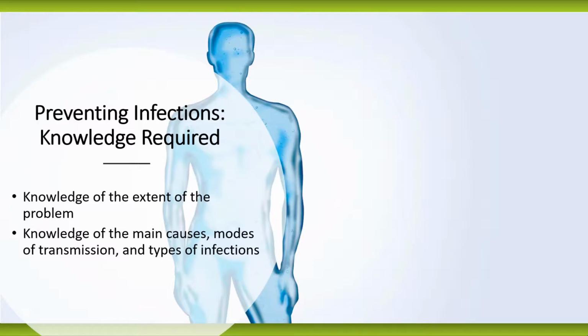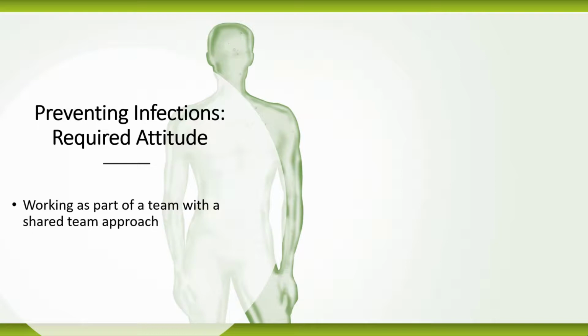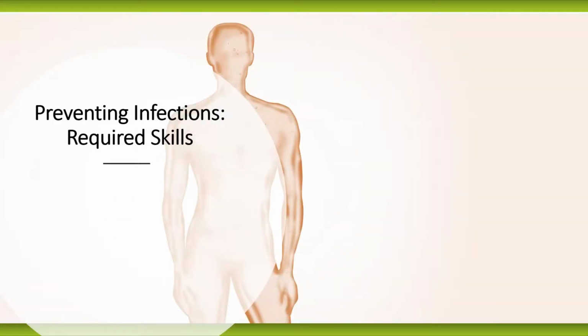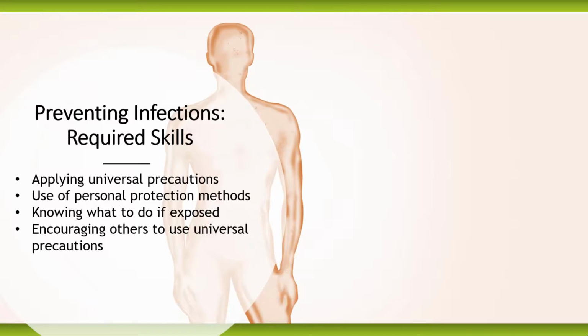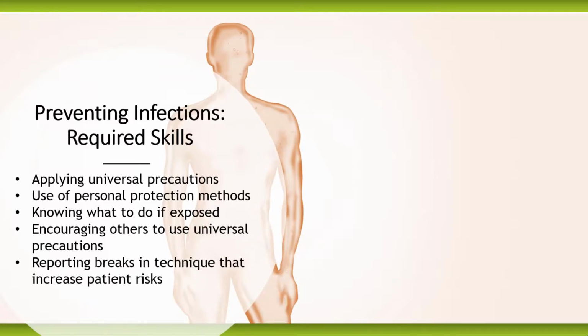Preventing infections, the knowledge required is the knowledge of the extent of the problem, knowledge of the main causes, modes of transmission, and types of infections. Preventing infections, the required attitude involves working as part of a team with a shared team approach and commitment to the prevention of HAIs. Preventing infections, the required skills are applying universal precautions, use of personal protection methods, knowing what to do if exposed, encouraging others to use universal precautions, reporting breaks in technique that increase patient risks, and observing patients for signs and symptoms of infection.